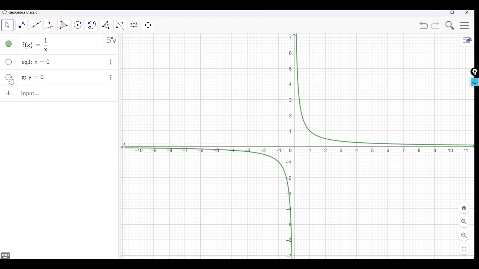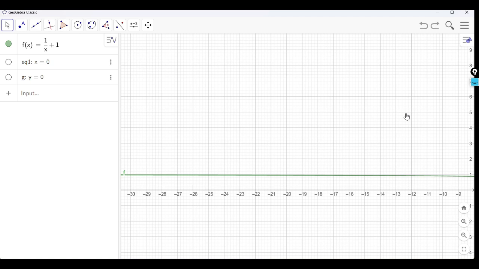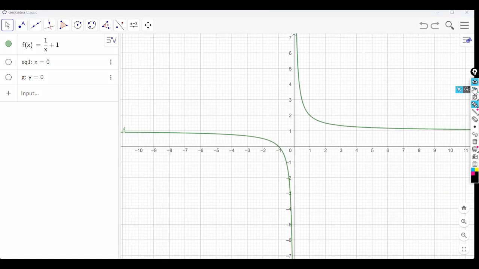Okay, now what if I want to move that function up a little bit? It makes sense. If I add 1 to it, I'm going to shift all the y values up. You can see that function jumped up on my screen when I typed in the 1. And now the line that will never be reached is y equals 1. This still behaves the same, but now I added this 1 to it.